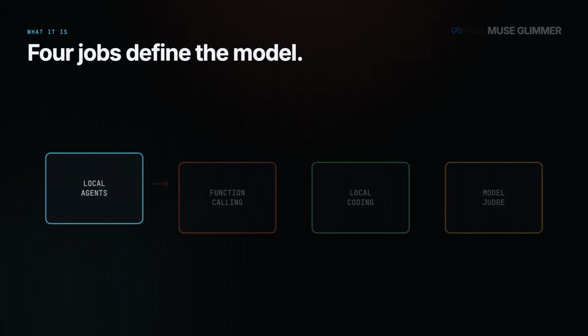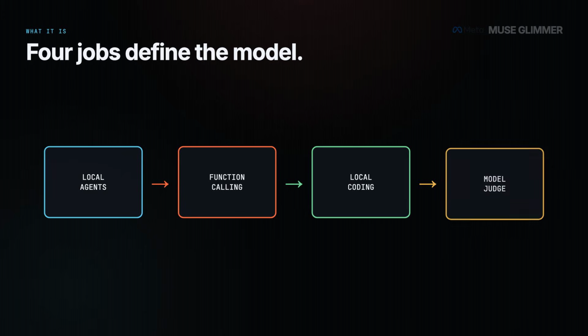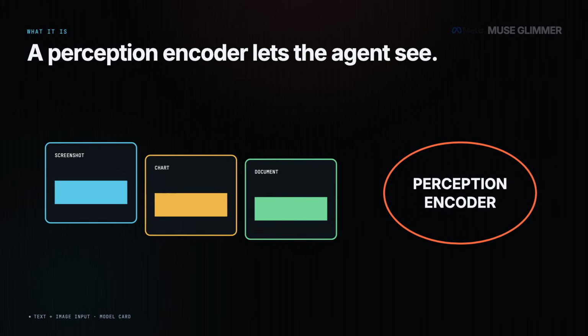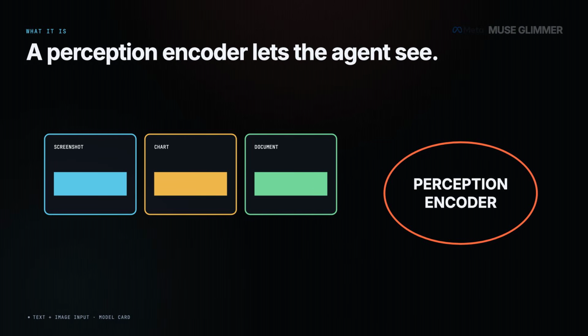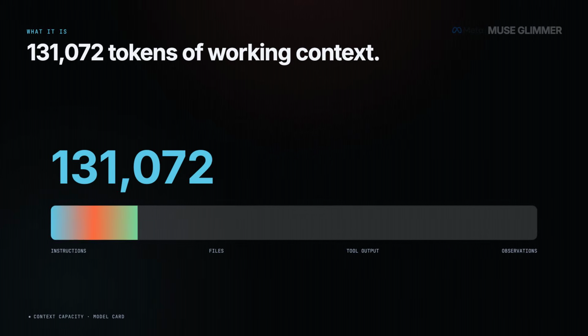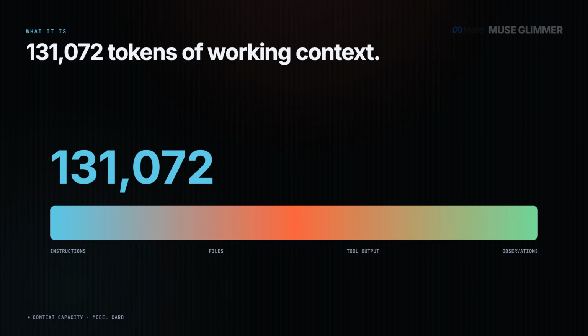Meta positions it for 4 jobs: local agents, function calling, local coding, and judging the outputs of other models. A dedicated perception encoder lets it read images. Screenshots, charts, and documents sit interleaved with the conversation, so an agent can see its own screen. Its context window holds 131,072 tokens, enough room for tool output, instructions, and a long chain of observations.